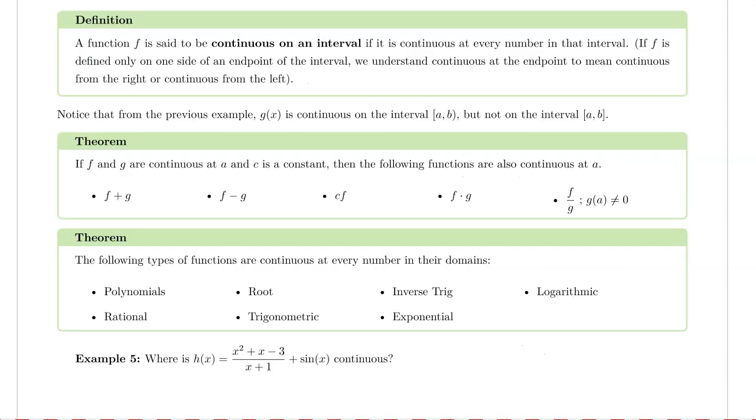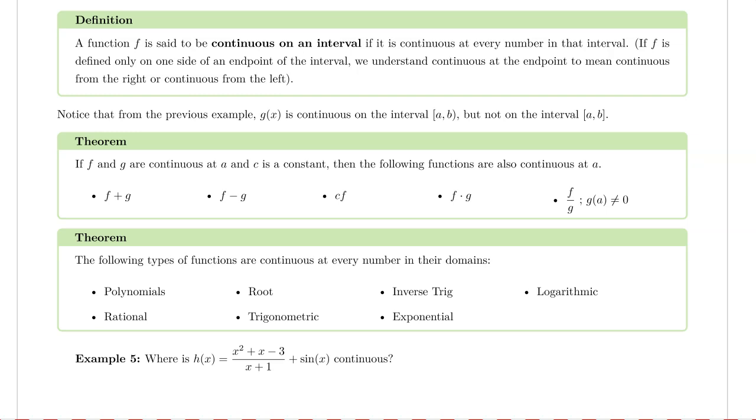A function f is said to be continuous on an interval if it is continuous at every number in that interval. If f is defined only on one side of an endpoint of the interval, we understand continuous at the endpoint to mean continuous from the right or continuous from the left. Notice that the previous example, g of x, is continuous on the interval from a to b, inclusive of a, exclusive of b, but not on the closed interval from a to b.